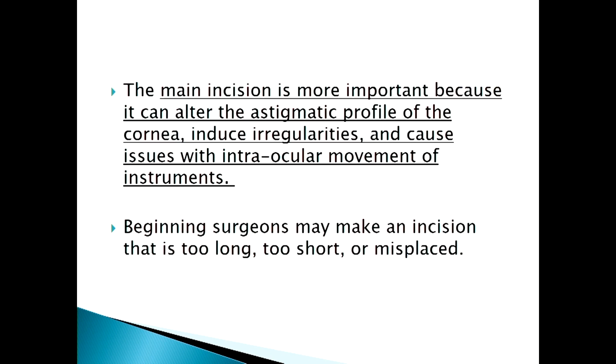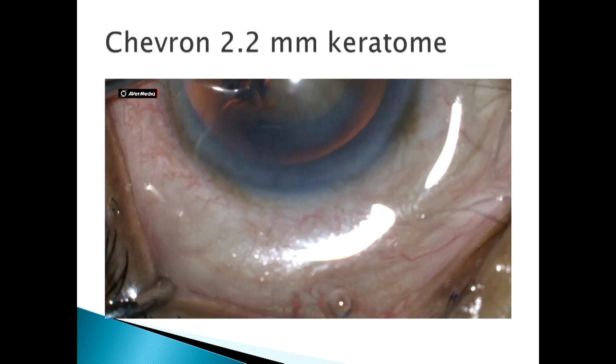So the main incision is of utmost importance because it can alter the astigmatic profile of the cornea, induce irregularities, and cause issues with intraocular movement of our instruments. So novice surgeons may make an incision that is too long, too short, or misplaced.